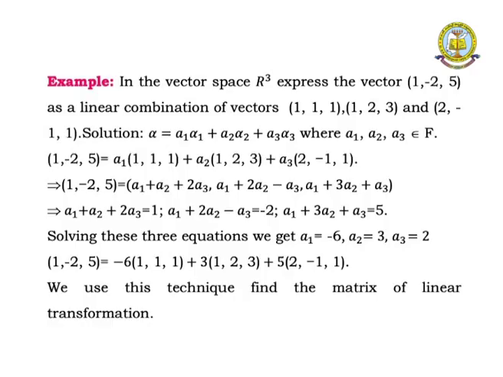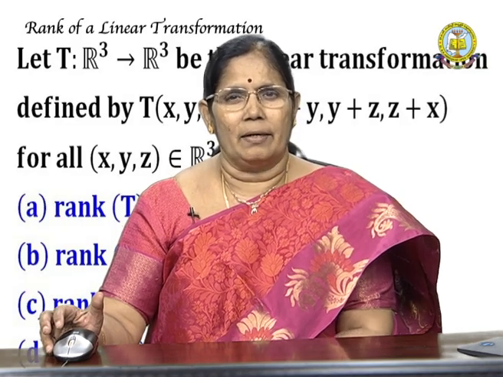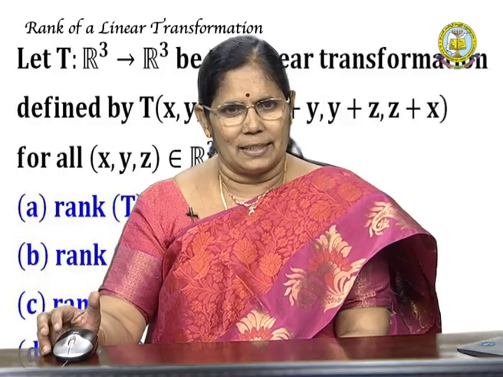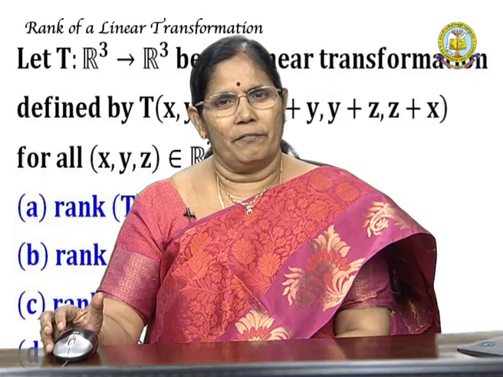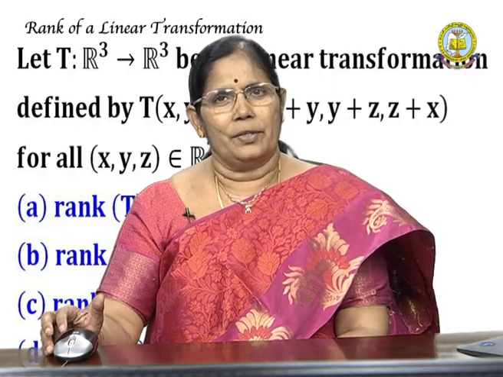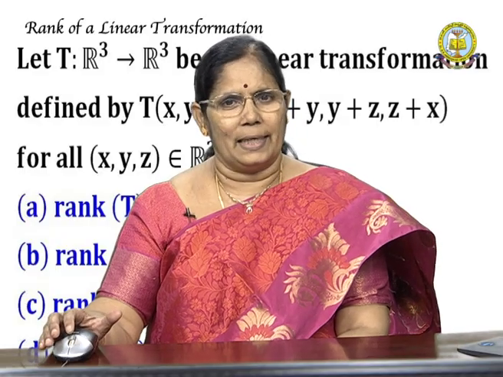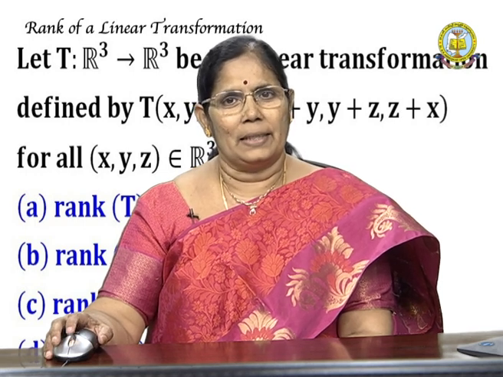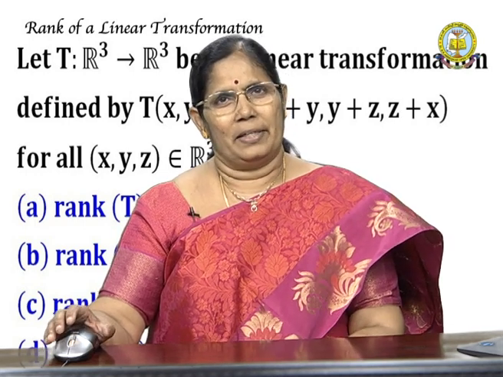See, in the last class, we discussed the dimension of a vector space. When do you say that a set of vectors S is a basis for V? If S contains linearly independent vectors and S spans V, that means each vector in V is a linear combination of a finite number of elements of S. So, the vector space V over F is said to be finite dimensional if there exists a finite subset S of V such that L of S equals V. The number of elements in the basis is called the dimension of a vector space.